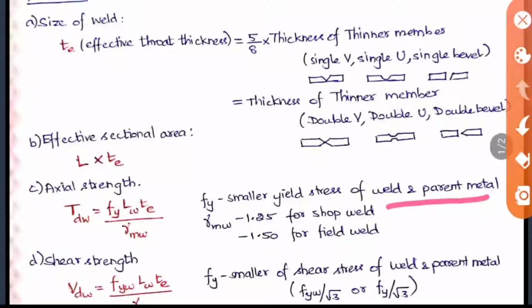And the length of the weld will be given in the question. Te is the effective throat thickness. If it is this type of weld, you should go for the direct thickness. If it is single V or single U, you should multiply it by 5/8. Then gamma MW is the factor of safety. For shop welding it should be 1.25, and for field weld it should be taken as 1.5. If the question has not mentioned anything about this, you can assume it is a shop weld and take 1.25 as the value here.